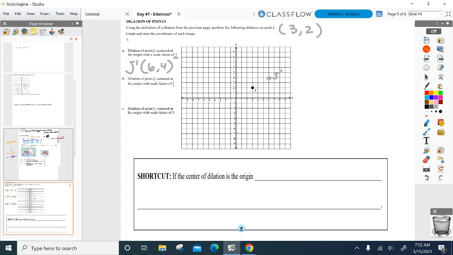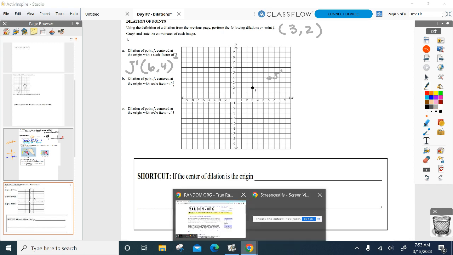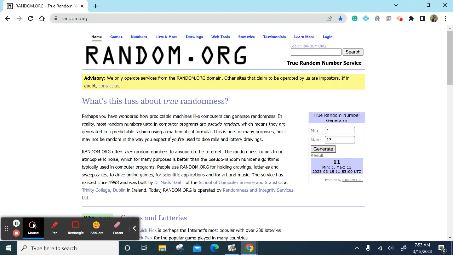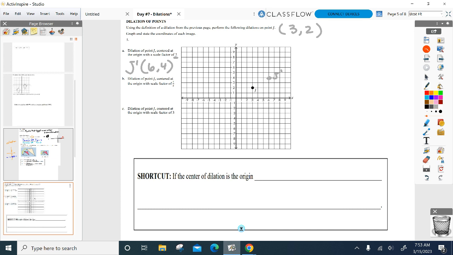Okay, let's go back to J. Now I want to dilate it. Scale factor 1/2. Closer or further away from the origin? That's all I want to know first. Closer or further away? Closer. So J prime should be somewhere in here, closer to the origin.